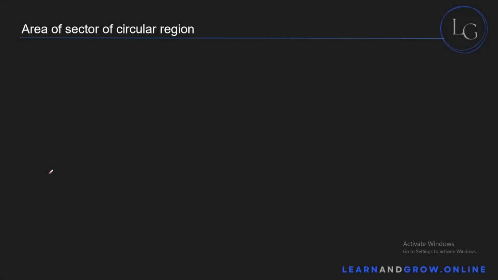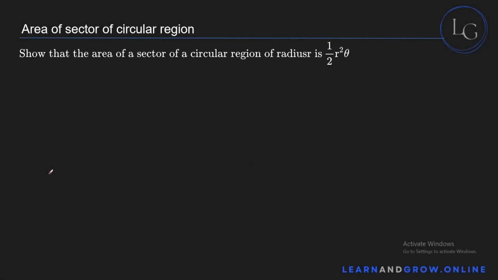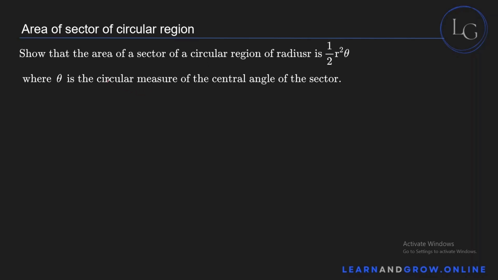Now we need to find the area of a sector of a circular region. Show that the area of a sector of a circular region of radius r is r square theta by 2. So we have to prove this, where theta is the circular measure of the central angle of the sector.